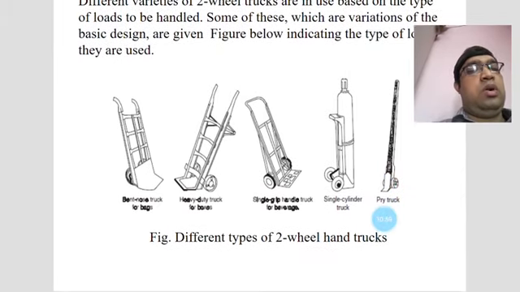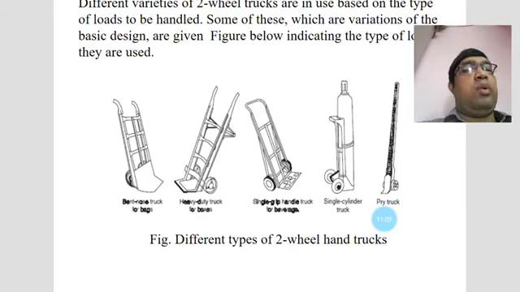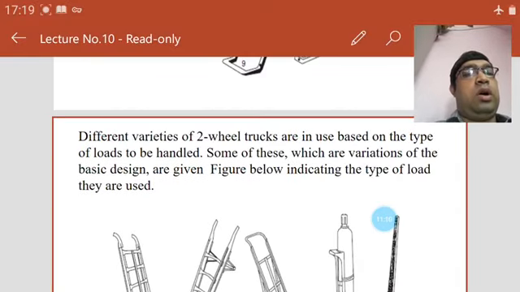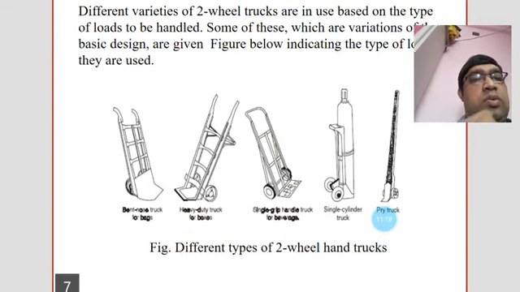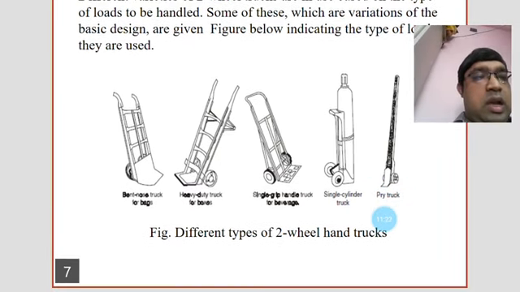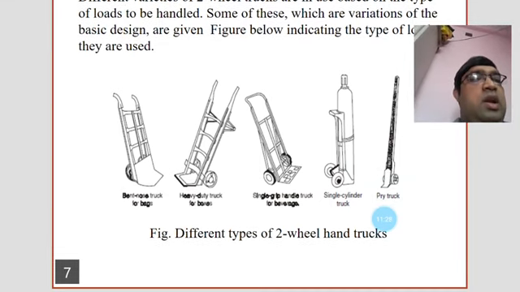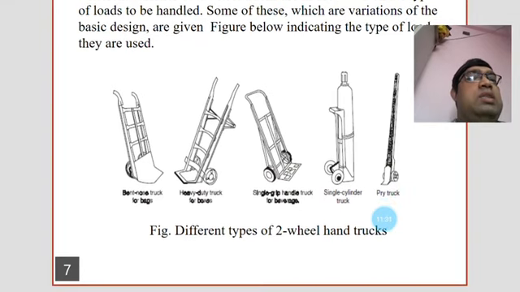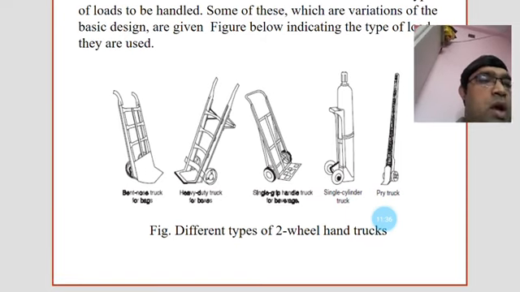Sometimes we handle different types of boxes, and when a box is handled or transferred there will be difficulties. To avoid these difficulties, this type of two-wheel hand truck is used for the transfer of boxes. Another thing to consider is the single gap handle truck, and the single cylinder truck will also be used. Different types of gas cylinders are transferred with the single cylinder truck. The pride truck is also considered.